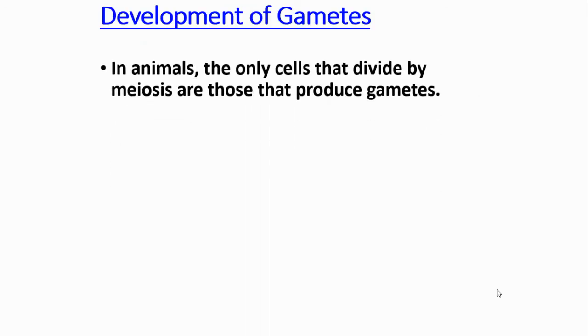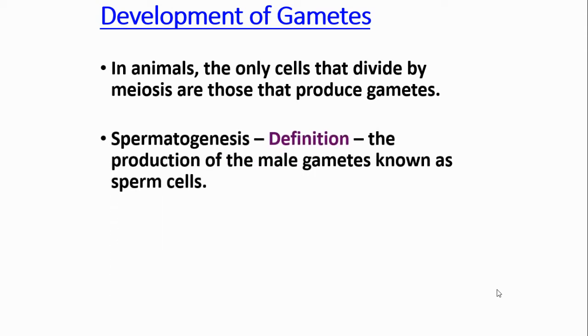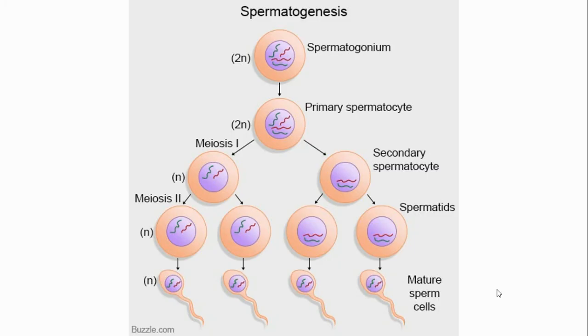Now, in animals, the only cells that divide by meiosis are going to be those that produce gametes. So your autosomes do not go through meiosis. We give specific names for these cells that are going through meiosis. Spermatogenesis is what the male cells go through. And as it goes through that, you're going to produce 4 viable sperm cells from 1 sperm cell.